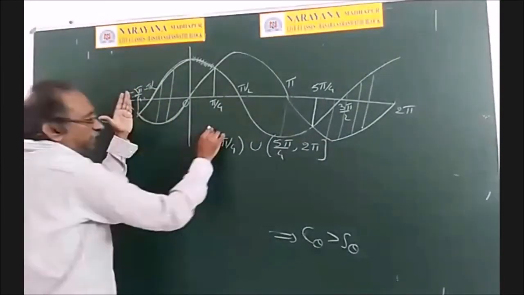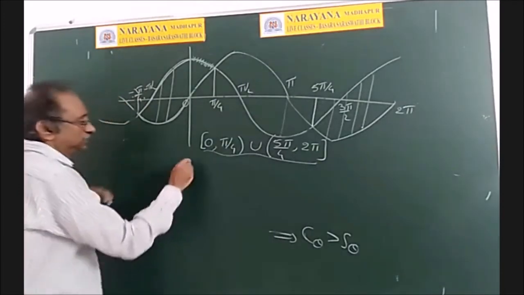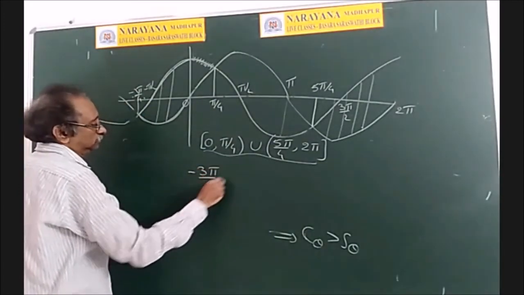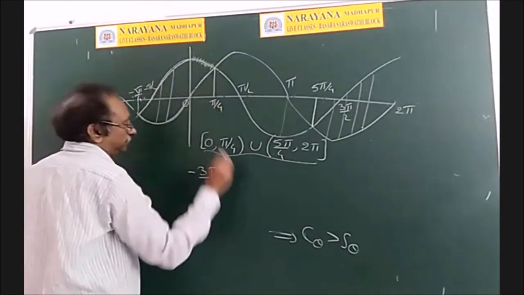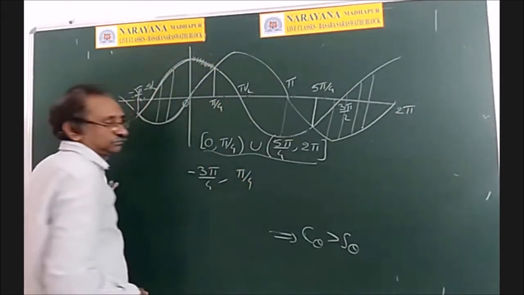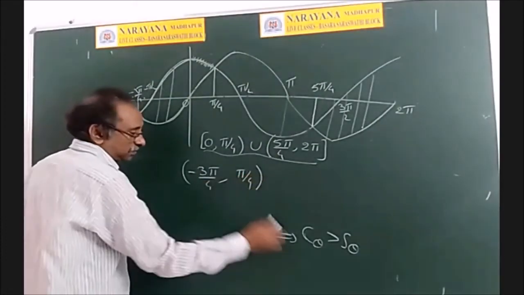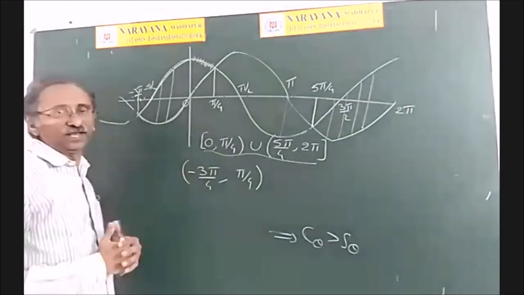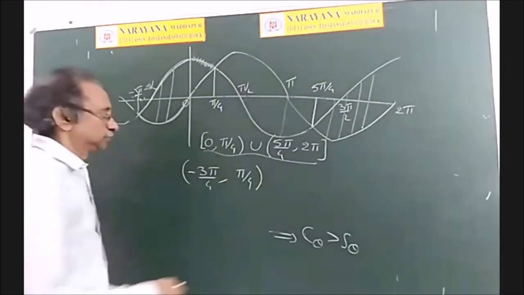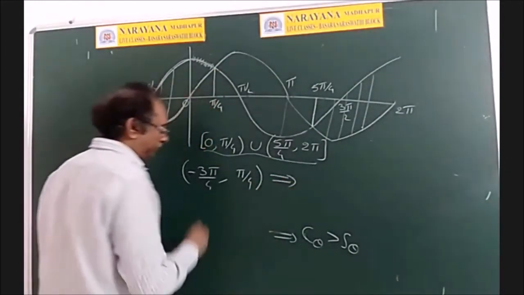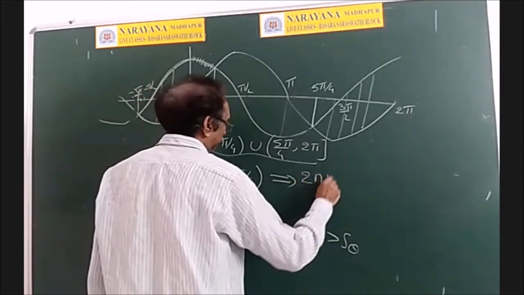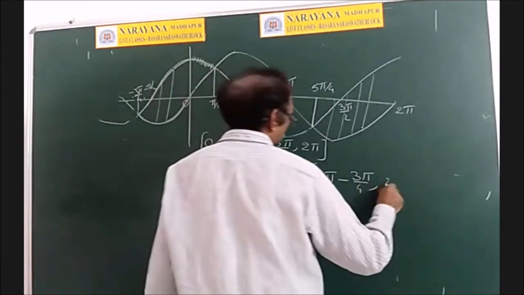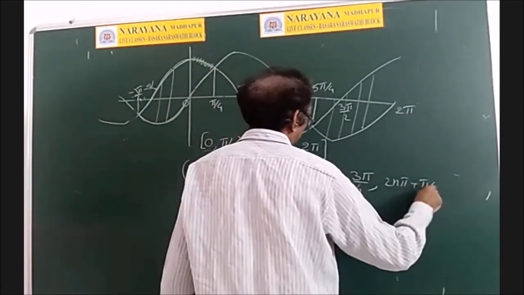Therefore, instead of writing these two, simply I can write from minus 3 pi by 4 up to, what? Pi by 4. So in this region, cos x is greater than sin x. So if you want to write every interval, like infinite intervals, you can write simply by adding 2n pi. That is 2n pi minus 3 pi by 4, comma, 2n pi plus pi by 4.